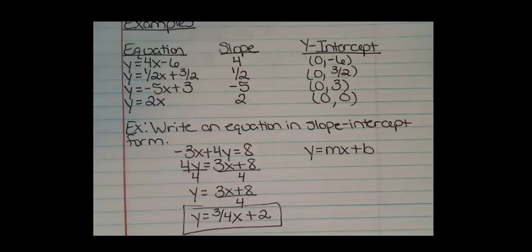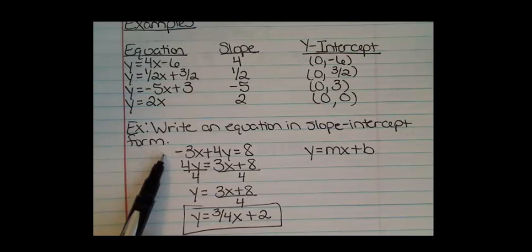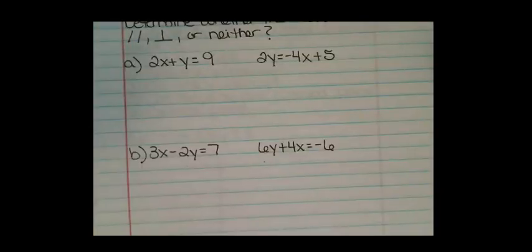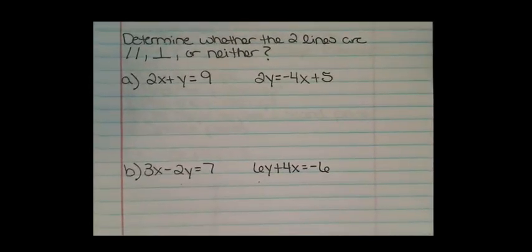Alright, so that's how you go from standard form to slope-intercept form. The next thing we're going to do is very similar to stuff we've been doing in 4.3, where we're going to determine if two lines are parallel, perpendicular, or neither. The difference is that we have equations of lines this time instead of just the slopes. It's really easy to determine if lines are parallel, perpendicular, or neither if they just give you the slope. But if they don't give you the slope, then it's a little bit harder.